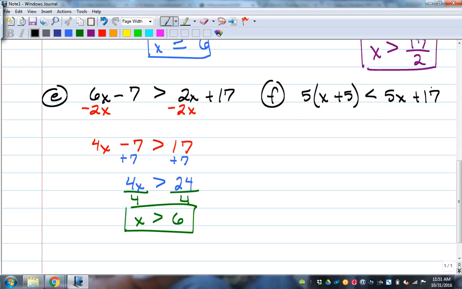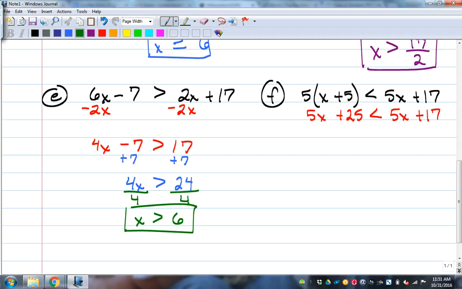I want to leave it a little bit more involved here. What's the first order of business for this one? Yeah, distributive property, that 5 to the x plus 5. I don't want to divide by 5 on both sides because this 17 just turns into a fraction if I divide it by 5. So that definitely wouldn't be what I would want to do. So that's going to give us 5x plus 25 is less than 5x plus 17.